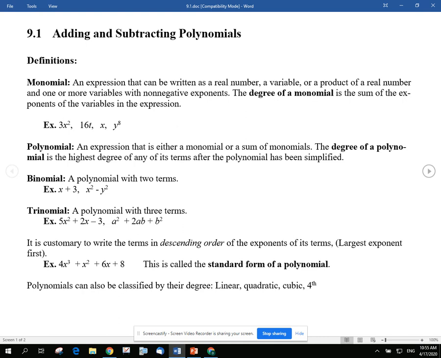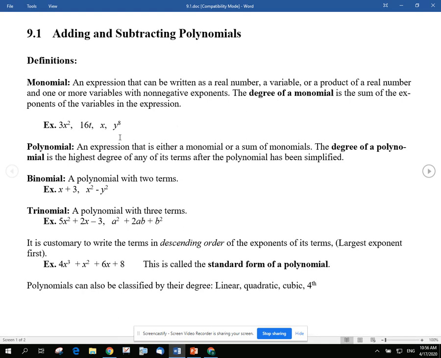So the definition there of monomial, you can see, and then it speaks of the degree of a monomial. You can see where I'm speaking of. That's right here. The degree of a monomial is the sum of the exponents of the variables in the expression. So a few examples. 3x squared is a degree of 2. The exponent would be the degree. So 3x squared, this 2 would denote the degree. It's 2. 16t is like saying 16t to the first power, so that is a degree of 1. X to the first power, degree of 1. Y to the 8th is a degree of 8.